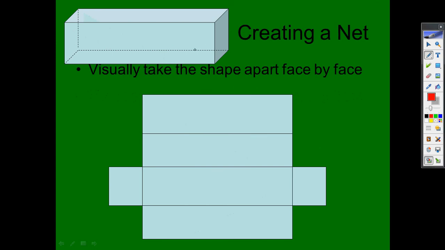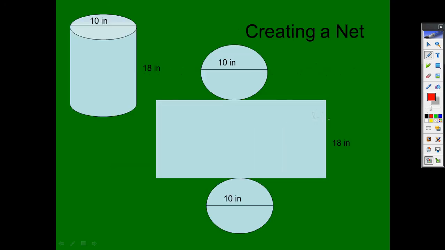Here's a net of a rectangular prism. Again, this would be the bottom that it's sitting on. This would be the top, the back side, the front side, the left end, and the right end. And just unfolding it allows me to see all of the different areas that I will be adding together.